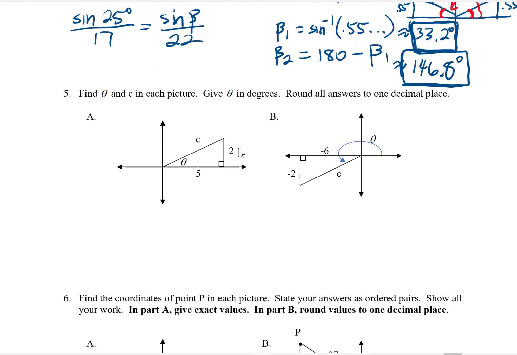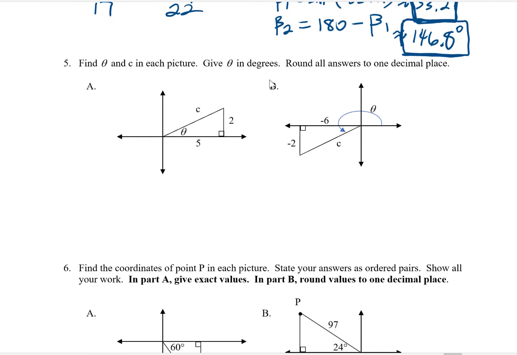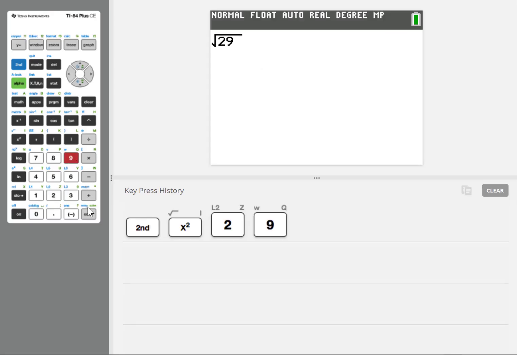Problem number 5, I want to find theta and I want to find c. We're working in degrees here. So when I look at part A, of course for c, I can just use the Pythagorean theorem. It would be 5 squared plus 2 squared equals c squared. That's 25 plus 4 is 29, and so c, of course, will just be the square root of 29. We want decimals, so we'll go to the calculator, and that comes out to be about 5.4.